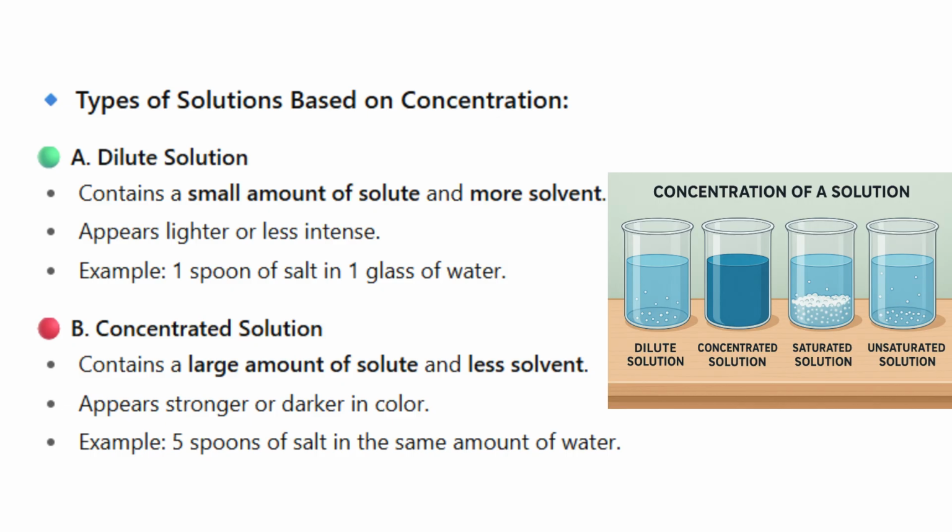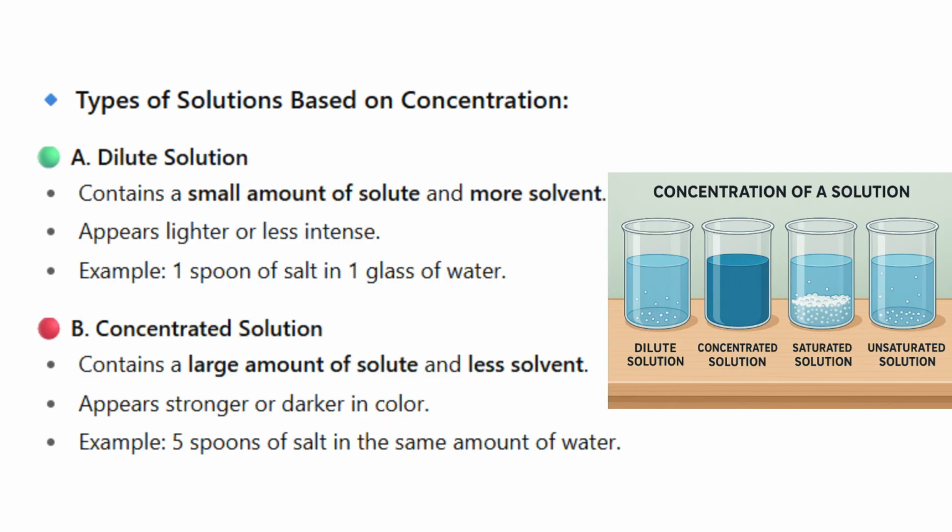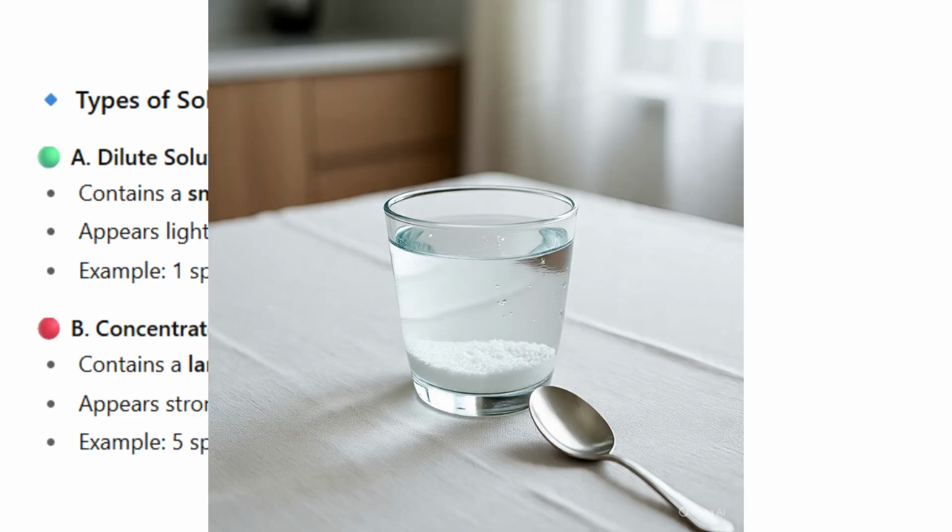A. Dilute solution. Contains a small amount of solute and more solvent. Appears lighter or less intense. Example: 1 spoon of salt in 1 glass of water. B. Concentrated solution. Contains a large amount of solute and less solvent. Appears stronger or darker in color. Example: 5 spoons of salt in the same amount of water.